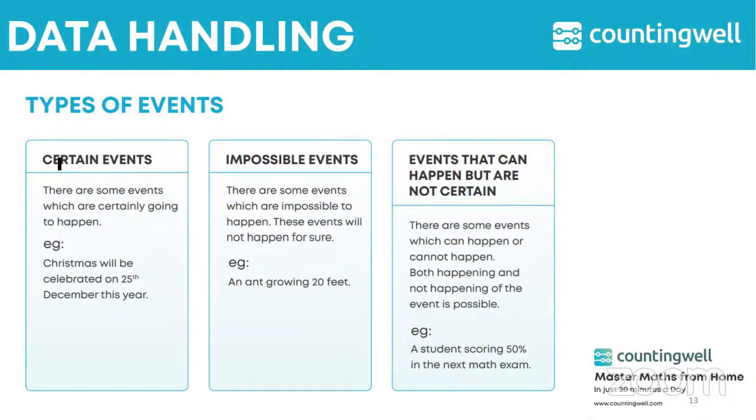Next, see what is impossible event. There are some events which are impossible to happen, and these events will not happen for sure. For example, here we have an ant growing 20 feet. So it is not possible in realistic life. So it is an impossible event.